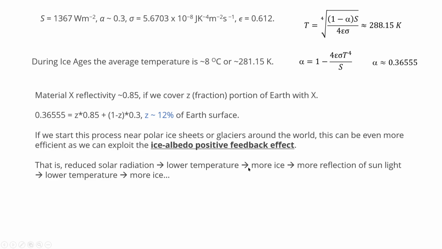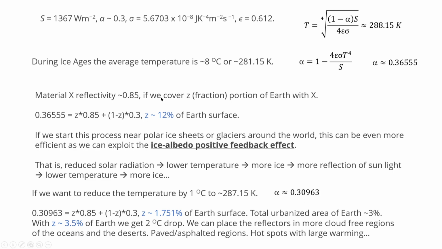So more reflection leads to lower temperature, leads to more ice, which in turn leads to more reflection, because ice is very reflective, the fresh snow and all. It can reflect up to 90% of the sunlight, so it will reflect more sunlight. This will further reduce the temperature, this will further lead to more ice creation and less melting. So this is a positive feedback cycle. If we increase the albedo, more ice will be created, and more ice will enhance the albedo more, and there will be more ice created. So this positive feedback can continue. This can be a runaway positive feedback effect also.